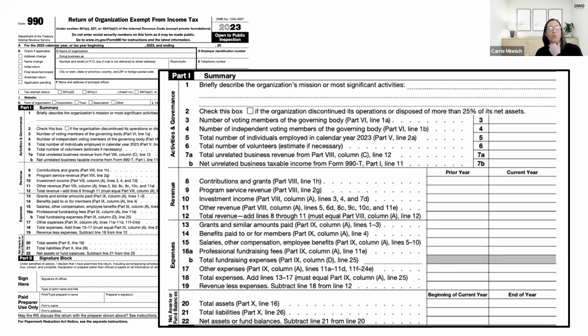The next section, Part 1 of the first page, is really a summary of the rest of the form. The very first question asks, briefly describe the organization's mission or most significant activities. So you really want to put something catchy, something that's going to draw people's attention on this line. This does not necessarily need to be your exact mission. It could be your mission statement, or it could be something else. Just remember that this is the very first thing that the reader is looking at when they look at your 990. So what do you want to tell them about your organization?